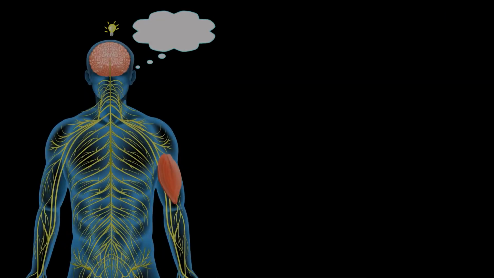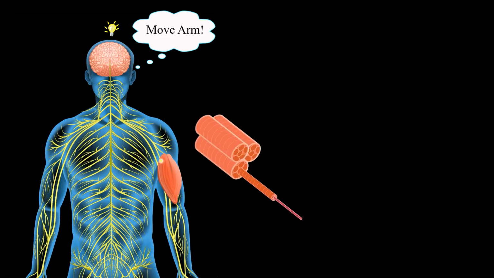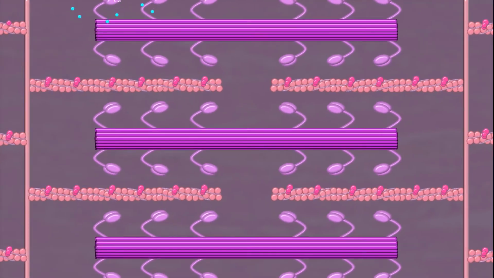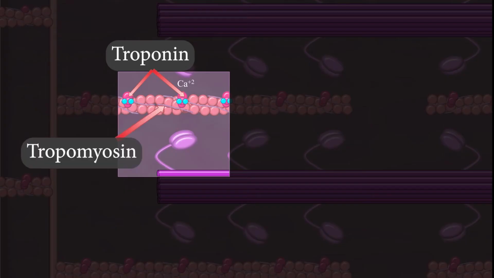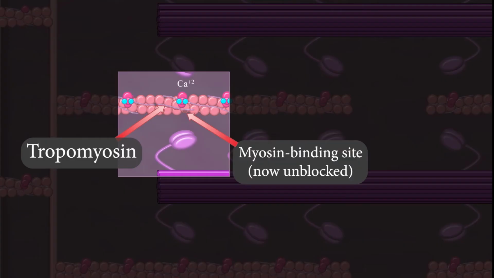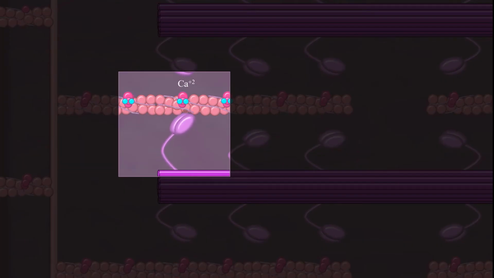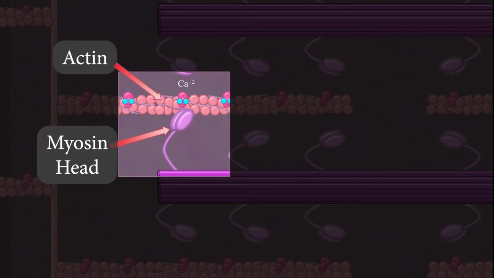When you decide in your brain that you want to move a muscle, you send nerve impulses that trigger the muscle to contract. When the impulse reaches a muscle fiber, this triggers the release of calcium ions. This calcium attaches, or binds, to a protein complex called troponin. This causes troponin to change shape and move another protein, tropomyosin, so that it no longer blocks the myosin binding sites on actin. Now that these myosin binding sites are open, myosin heads can bind to actin. This attachment of myosin to actin is called a cross bridge.